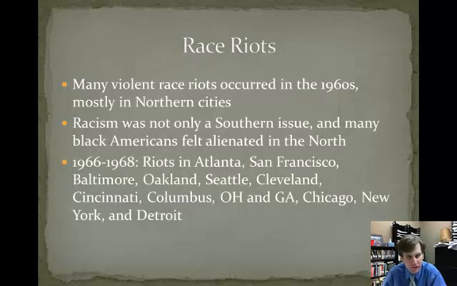But between 1966 and 1968, you had race riots in southern cities like Atlanta and Baltimore, and Columbus, Georgia, in fact. But you also had race riots in places like San Francisco and Oakland and Seattle and Cleveland and Cincinnati, Columbus, Ohio, Chicago, New York, Detroit. So these are large race riots in northern cities. So racism was not just a southern issue here in the 60s, and that's often overlooked.